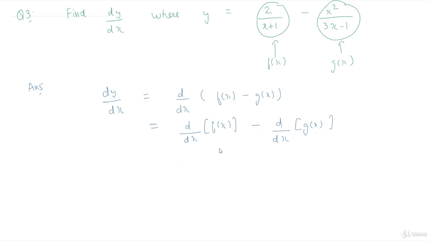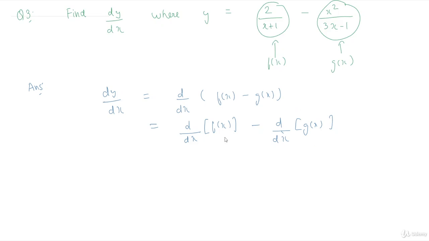And d by dx of f of x is differentiation of this function, and d by dx of g of x is differentiation of this function. Now in both of these functions, f of x and g of x, we can further apply the division rule of the algebra of derivatives, as both of these functions are individually a division of two functions. So to calculate the derivative of these two functions, we require the quotient rule.